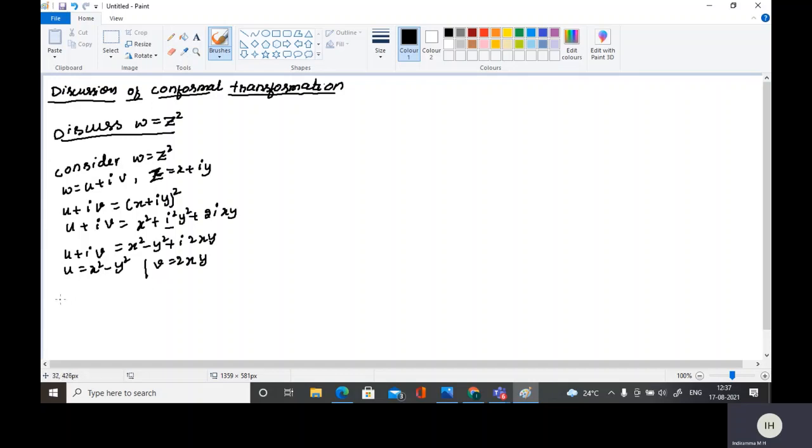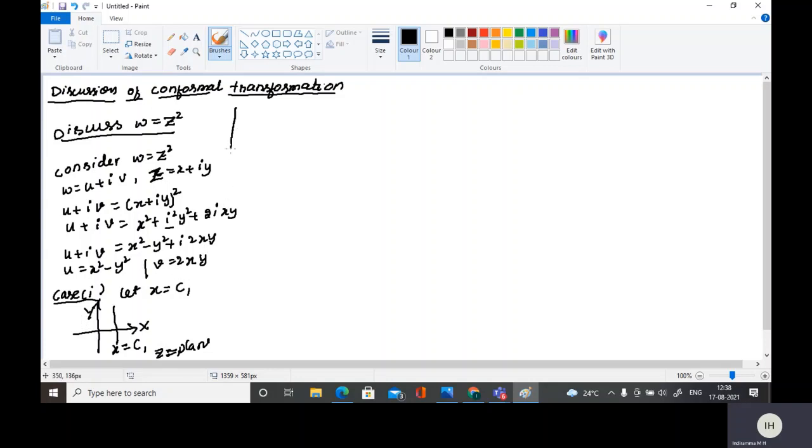Now we have to consider the cases, to consider the curve in the Z plane and to obtain the image in the W plane. So now I will go for case 1. In case 1, I will consider that x equal to c1. As we know that x equal to c1 is a straight line parallel to y-axis. If you consider this as the x-axis, this is the y-axis. I consider x equal to c1 in the Z plane, a straight line parallel to y-axis.